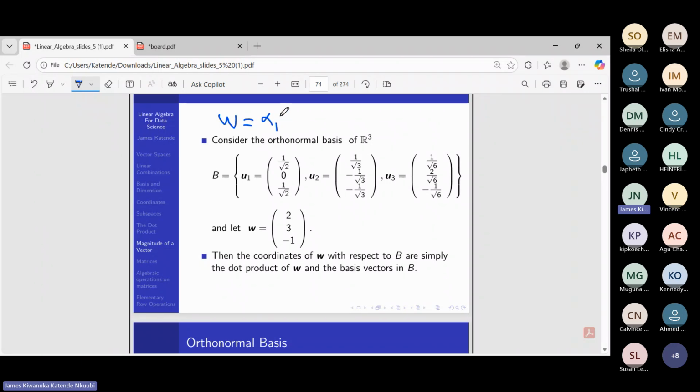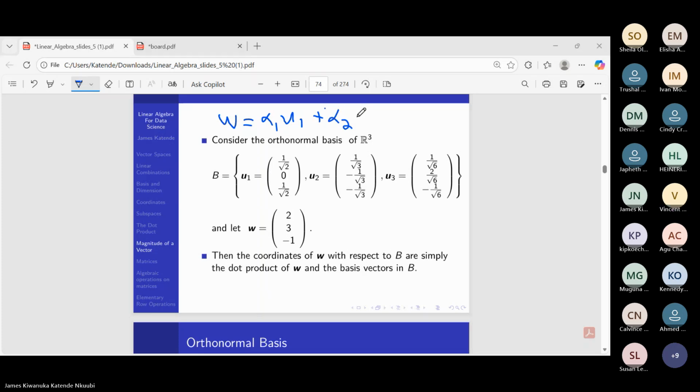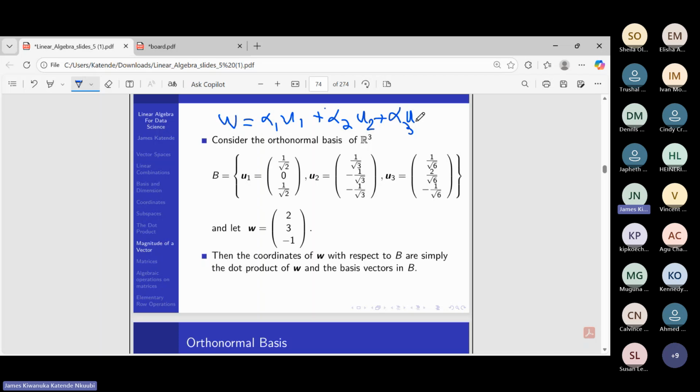So I'll pick a scalar alpha 1, U1 plus alpha 2, U2, plus alpha 3, U3. So that is W, this vector. We want to write it like this. So the question is, how do we find these coefficients, alpha 1, alpha 2, alpha 3?